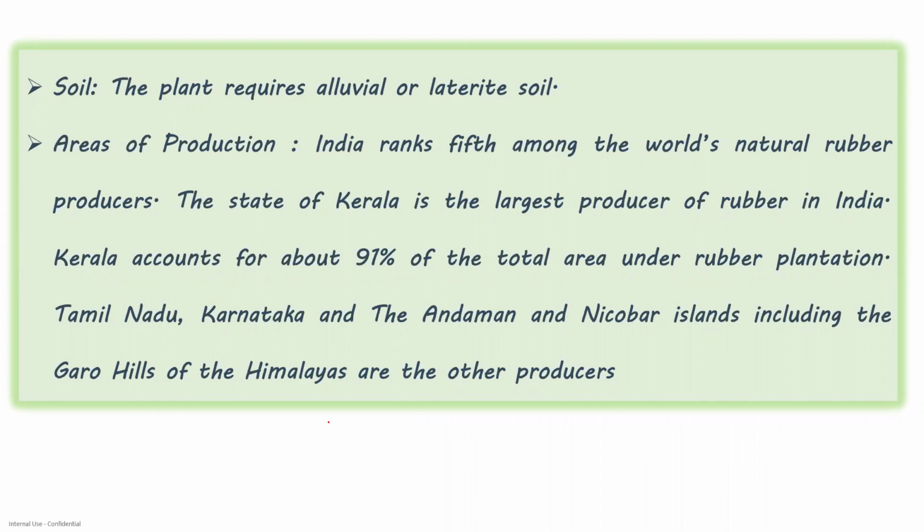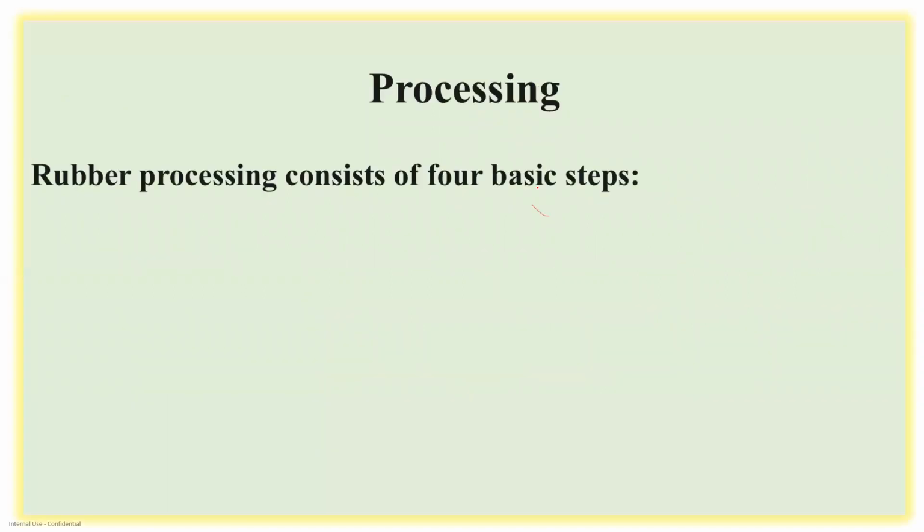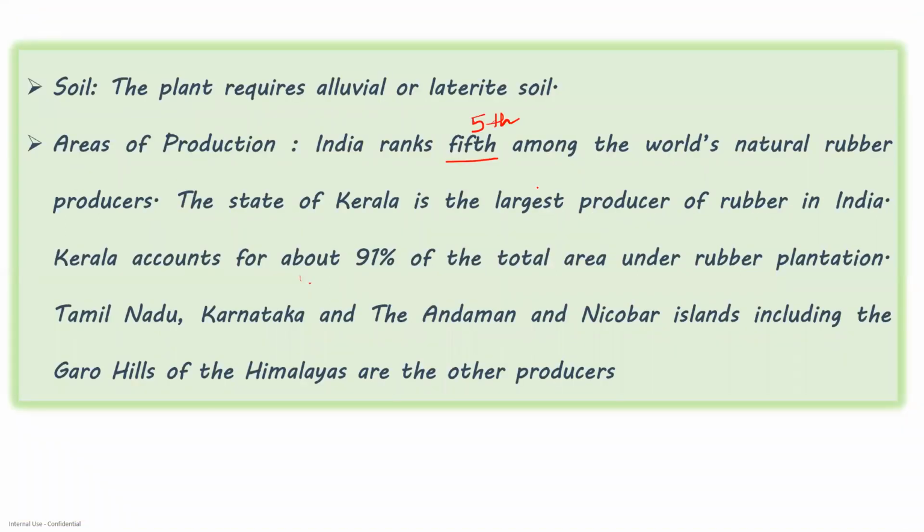Okay. Now, this is an important point. Areas of production. India ranks 5th. What is the rank of India? 5th. India ranks 5th among the world's natural rubber producers. The state of Kerala is the largest producer of rubber in India. Okay. Kerala accounts for 91% of the total area under rubber plantation.